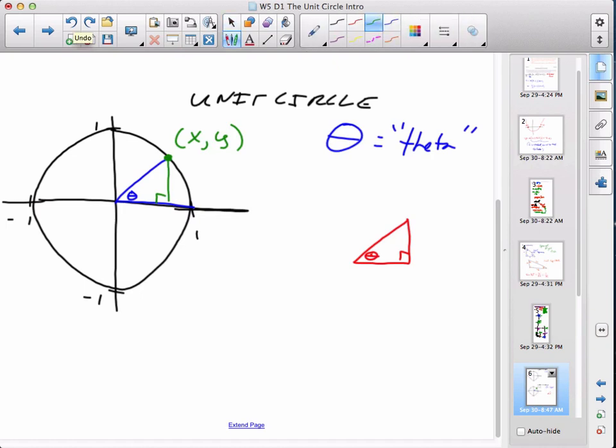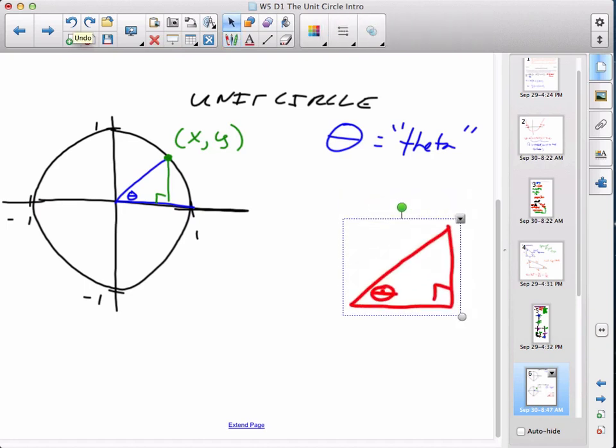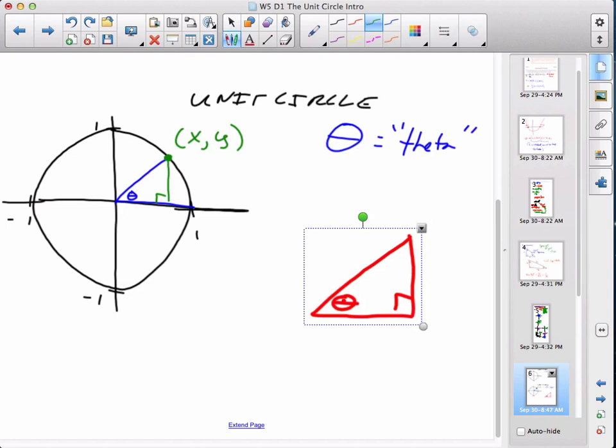Now, what about the lengths? I'm going to blow it up just a little bit. What about the lengths of this right triangle? How long is the horizontal leg? How long is the vertical leg? And how long is the hypotenuse? Emily. The hypotenuse is 1 because it is the radius of the unit circle. Jonah, do we know any of the other lengths? Yeah, you could figure it out. You're going to figure it out right now.